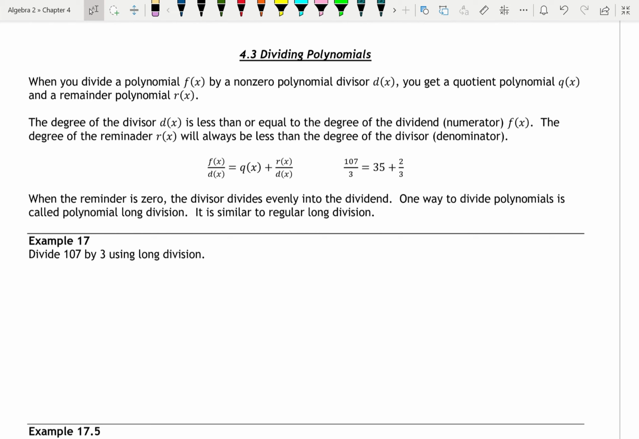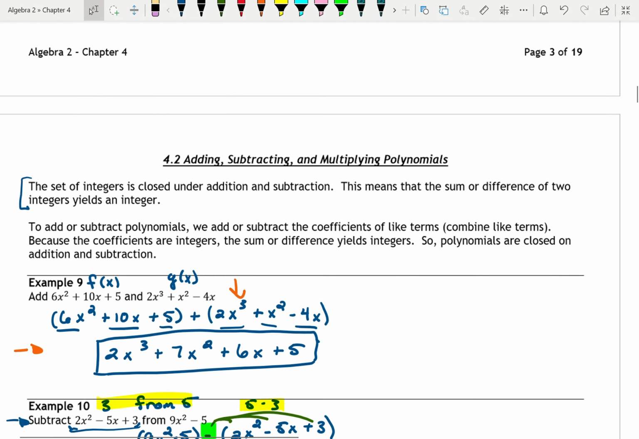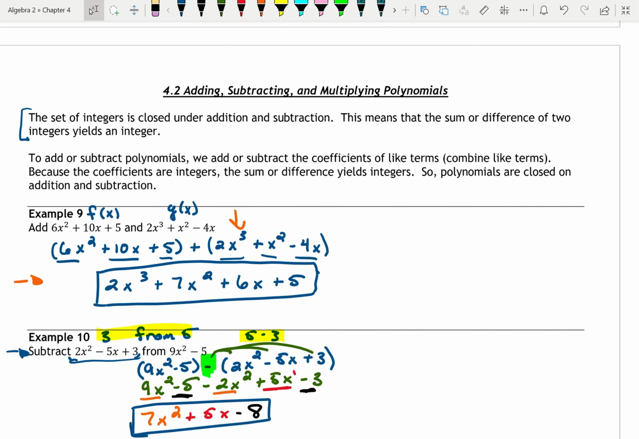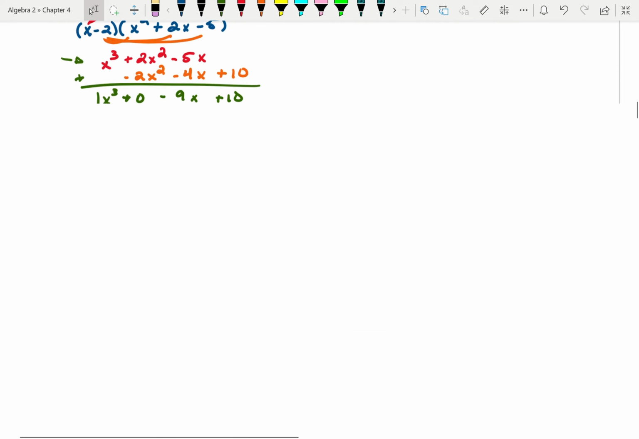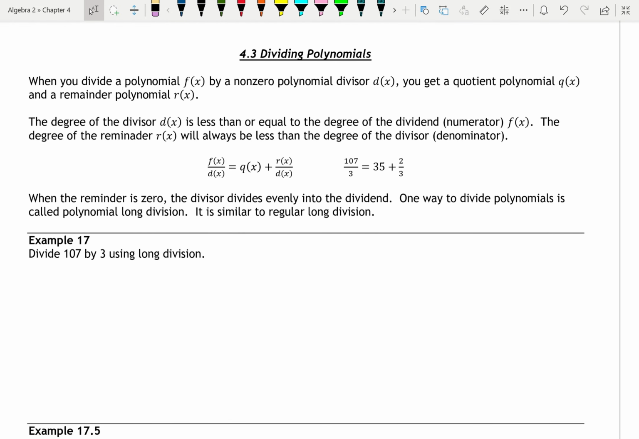All right, we're looking at 4.3, dividing polynomials. In the previous section, 4.2, we did adding, subtracting, and multiplying. And we had that idea of it being closed, meaning that if you added, subtracted, or multiplied two polynomials, it yielded another polynomial. Down here, we have dividing, and it is not closed.